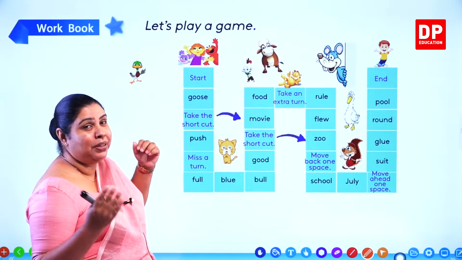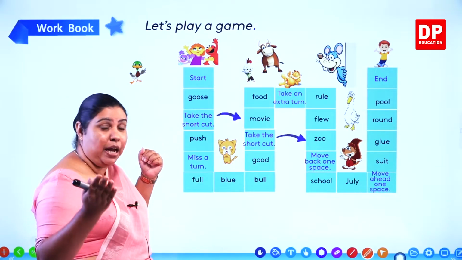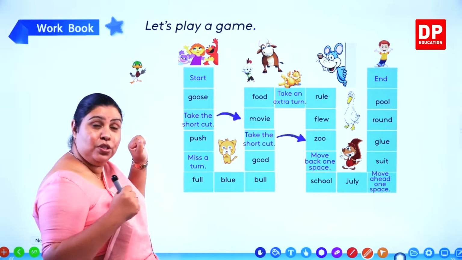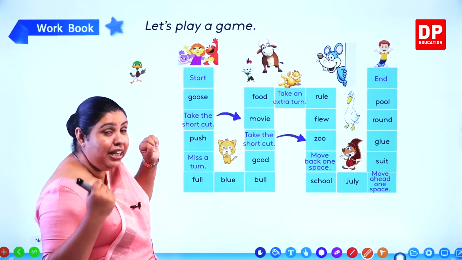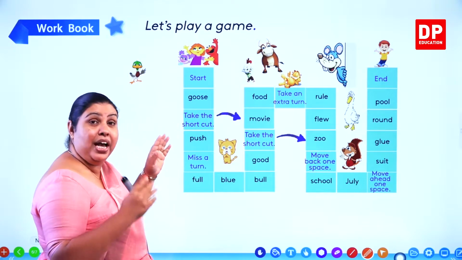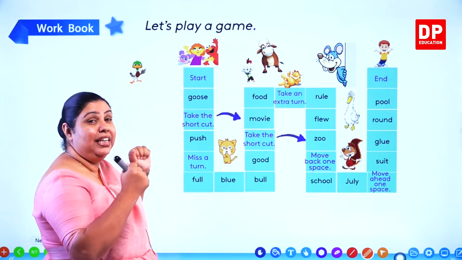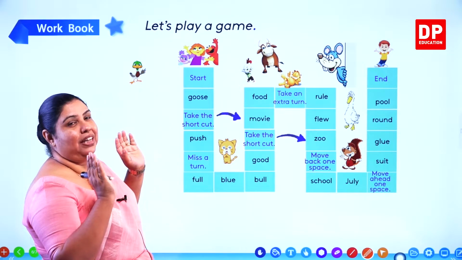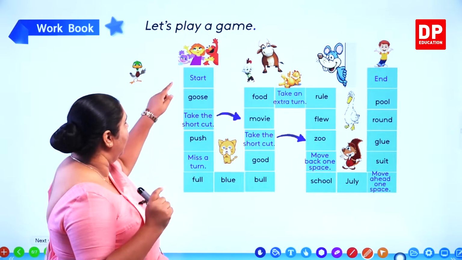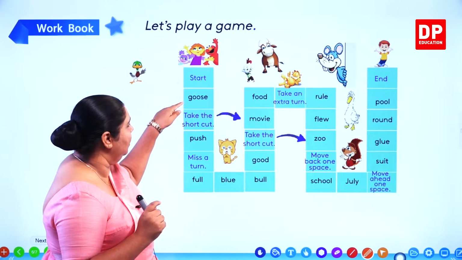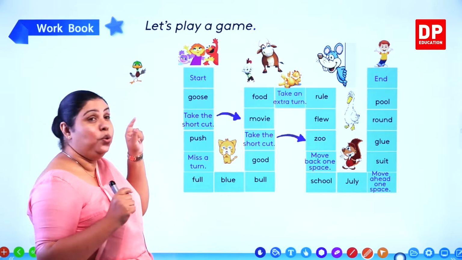That is how we play the game. If we get number 2, we have to move 2 squares. If we get a number 3, we have to move 3 squares. Then we have to read the instructions and move on with our game. So now when we start the game, in the first box we have the word goose.